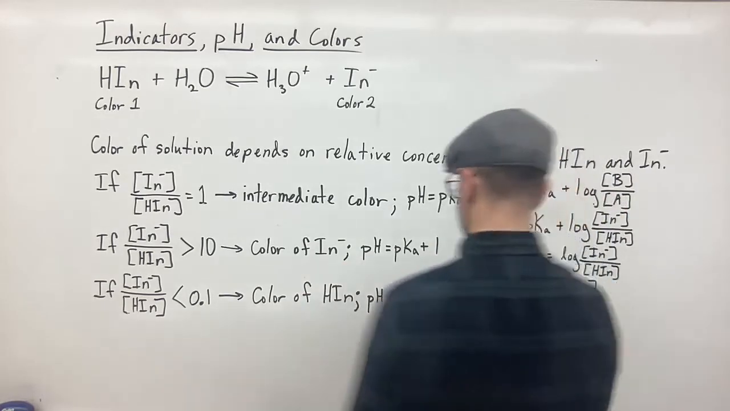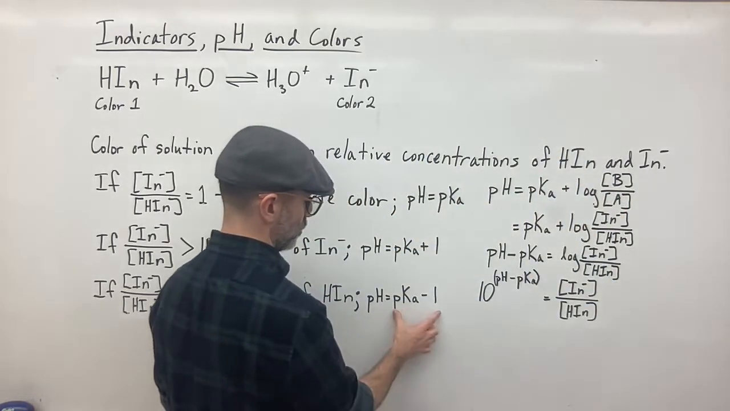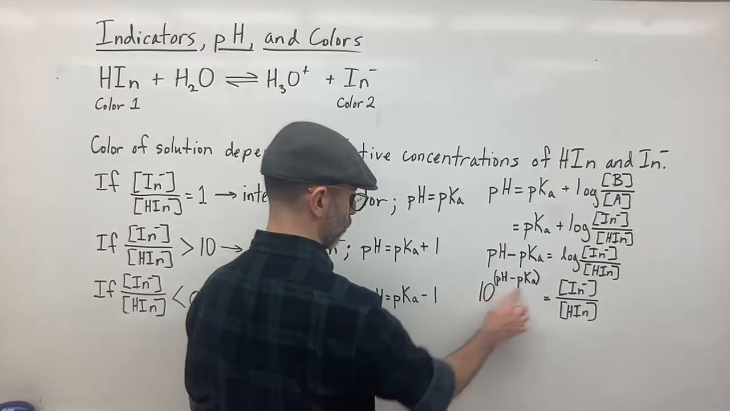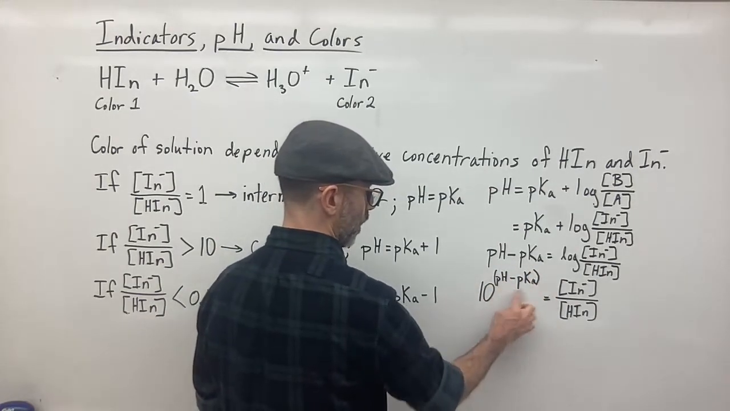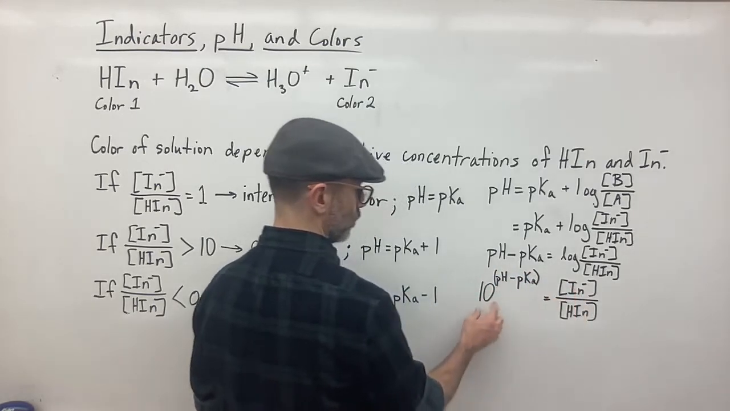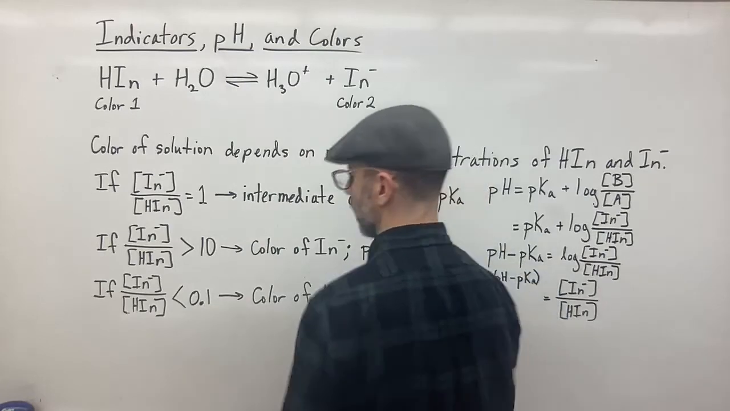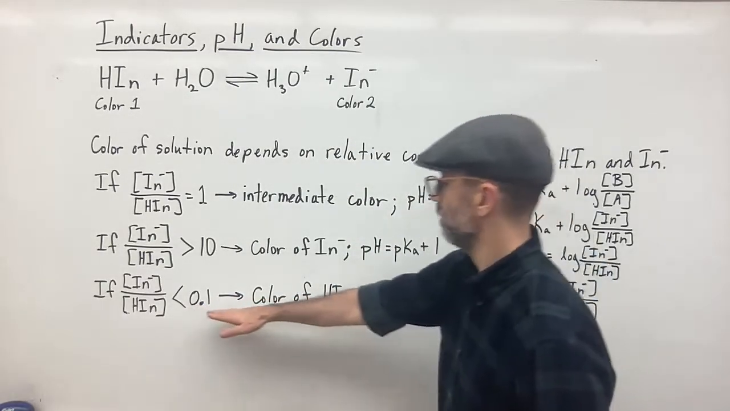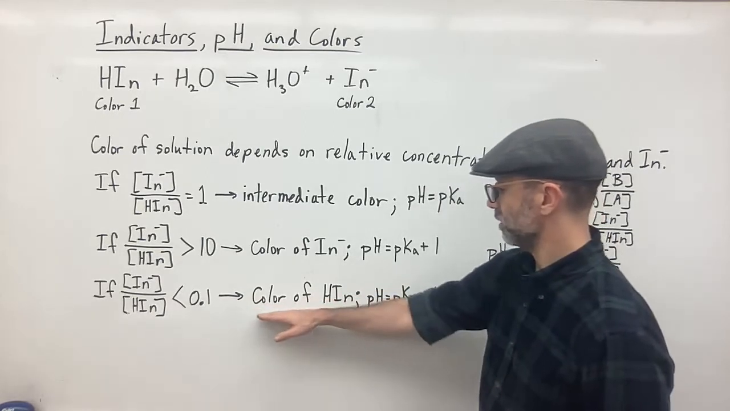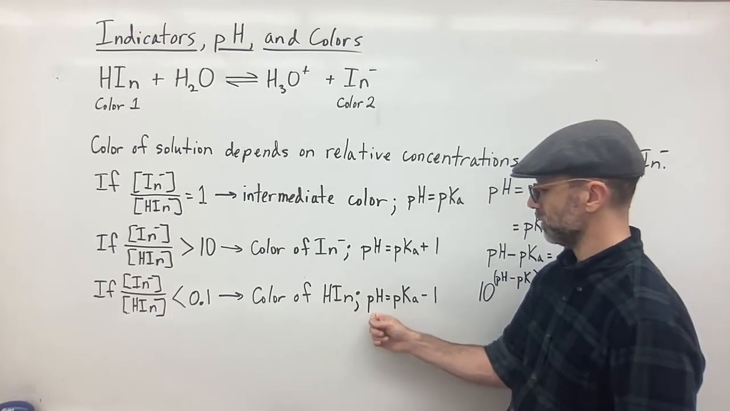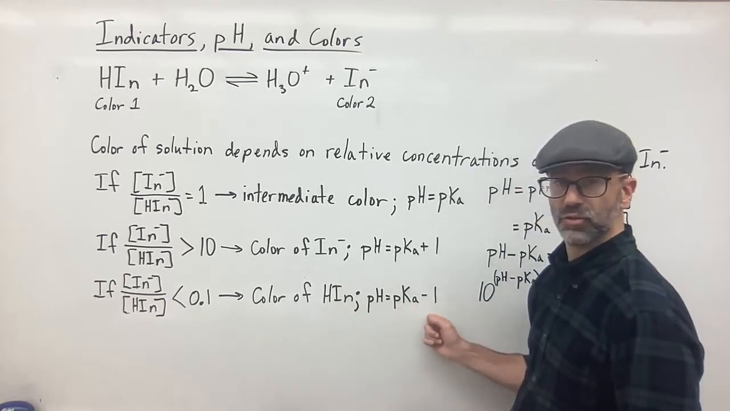And then, of course, if the pH is equal to pKa minus 1, if we plug that in for pH, we get -1 for our exponent. So that means that the ratio here is equal to 10 to the -1, which is the same as 0.1. And so here, that would indicate that the color is in the acid form here. So that would be when pH is equal to pKa minus 1.